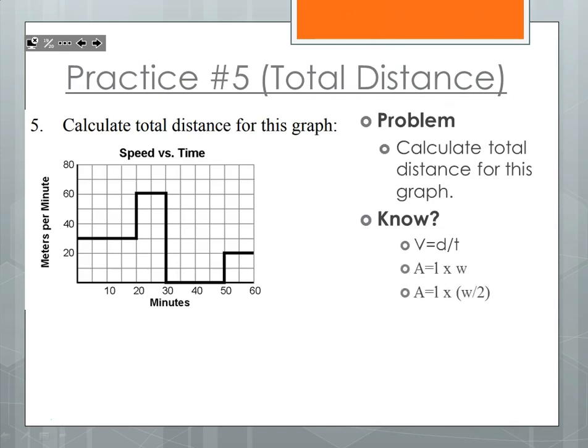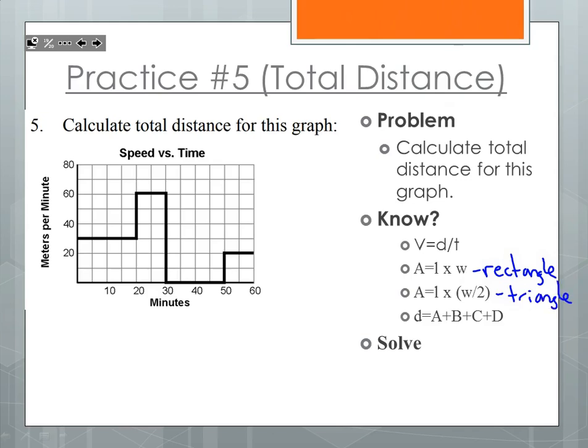The area for a rectangle is length times width, and area for a triangle is length times width divided by 2, and then to find the total distance it is A plus B plus C plus D. And we're looking at acceleration. So remember, this is for a rectangle, and this area is for a triangle.